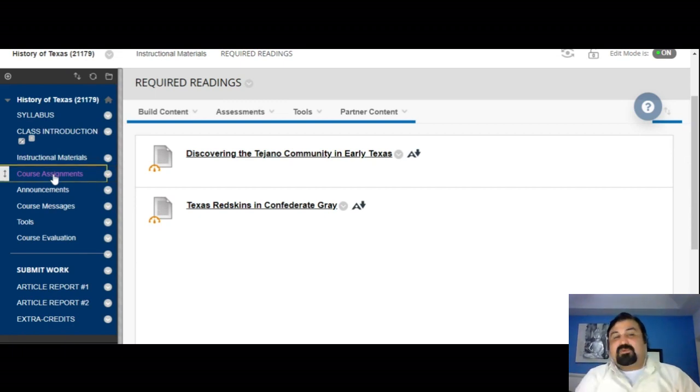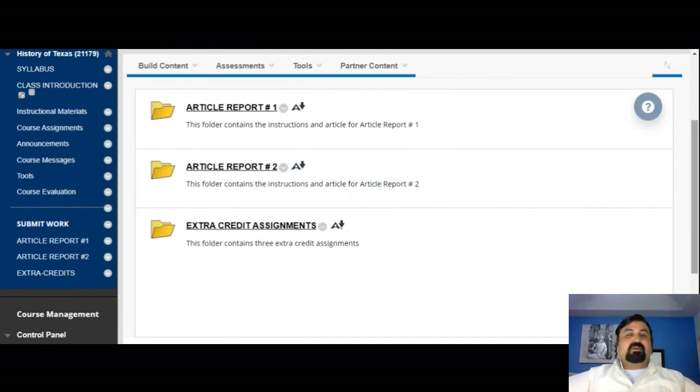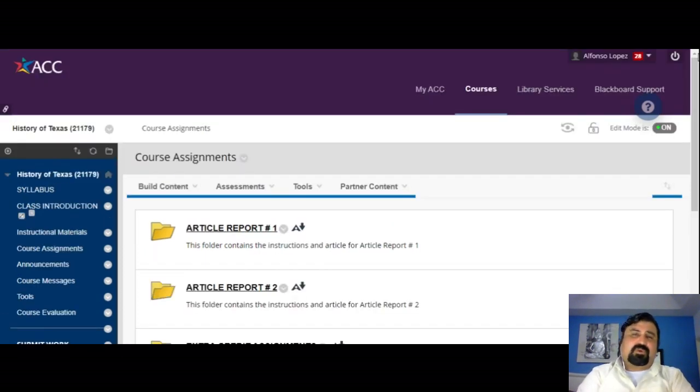Course assignments, of course, gives you the instruction to carry out the article report and also the extra credit assignments. Okay, and in this last section, submit work, this is where all work will be submitted, including the exams. The exams are also going to be submitted here. I'm going to be creating the upload tab for the exams when the exam comes. That is to say, okay. So this is all I have for you.